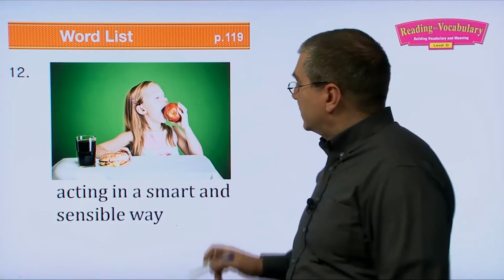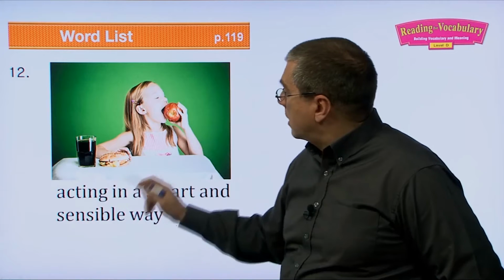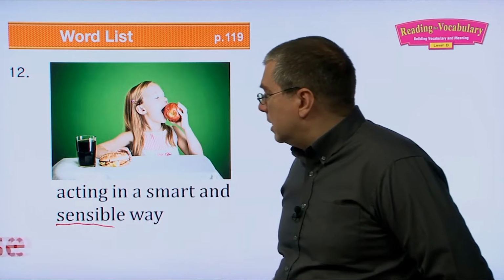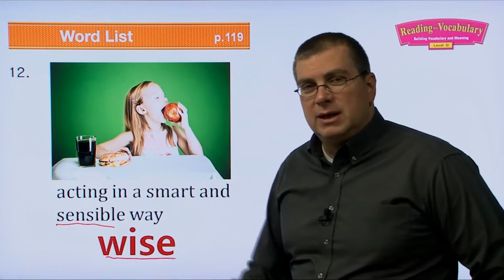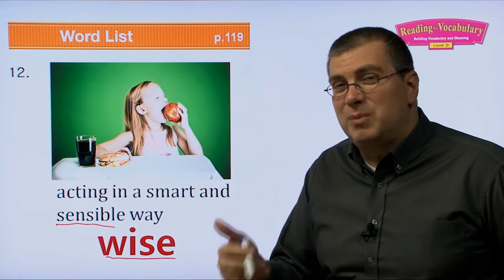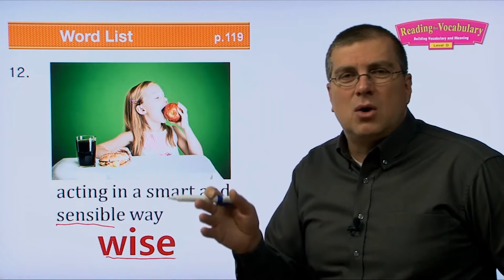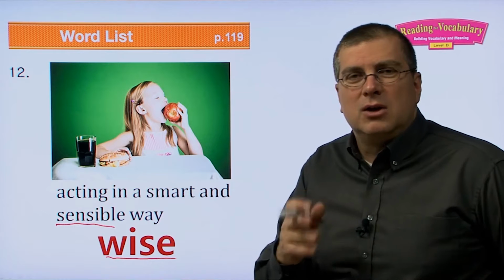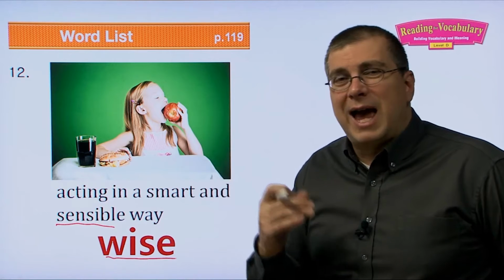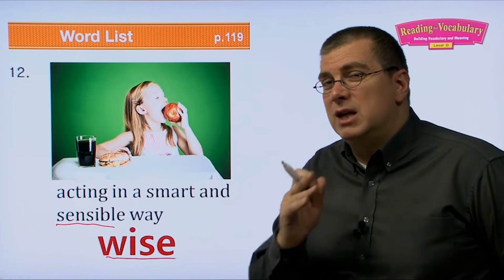Next one, acting in a smart and sensible way. So if someone acts in a smart and sensible way, what is this girl doing? She's pushing away the hamburger and the Coke. And instead of eating the hamburger, she's eating an apple. This is sensible. So she is wise. Wise is like smart. But wise also means you have a lot of experience. You're acting on experience. Smart kind of means you're intelligent. Maybe you know how to solve math problems. But wise is more like life experience. If you know how to act in a sensible or practical way because of your life experience, you are wise.